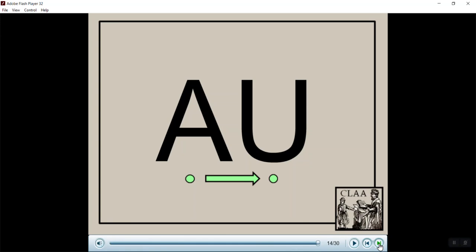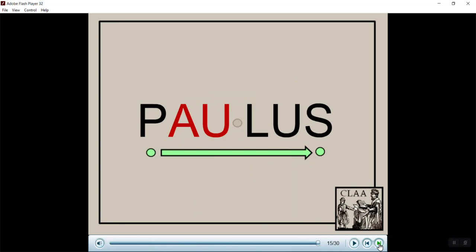Now let's read some words that have the Latin diphthong au. If you look, you can see the diphthong au in this word. It's marked in red. Point to the green dot under the consonant p, and we'll read this word together. Paulus. If we put the syllables together, we read Paulus.